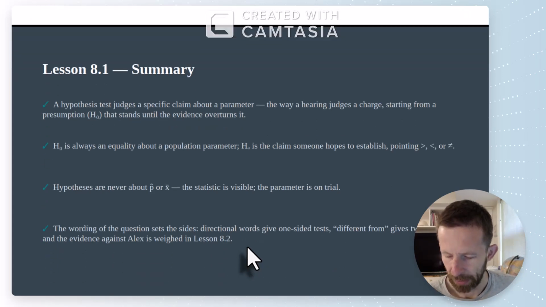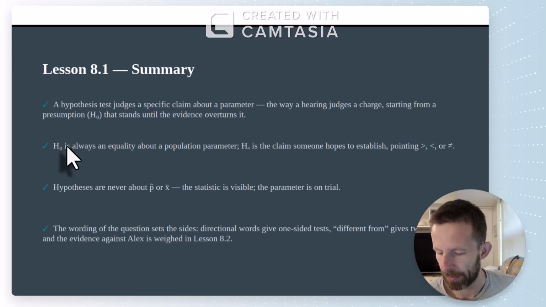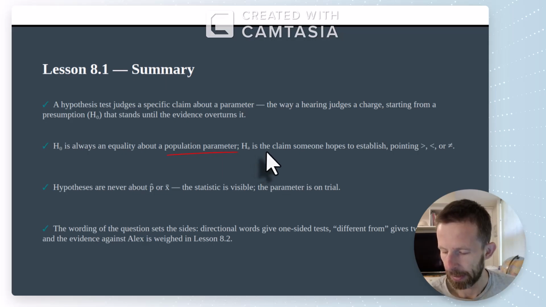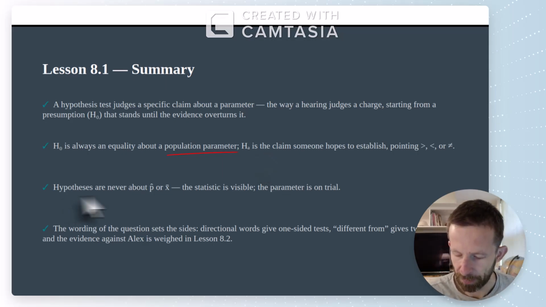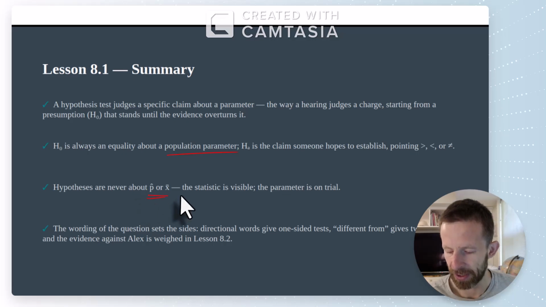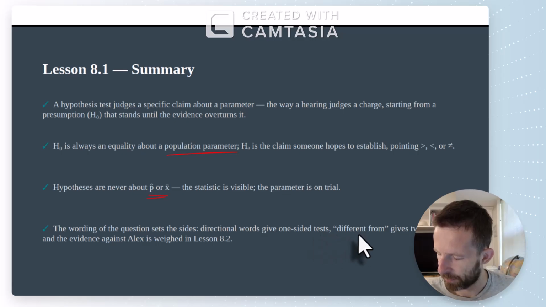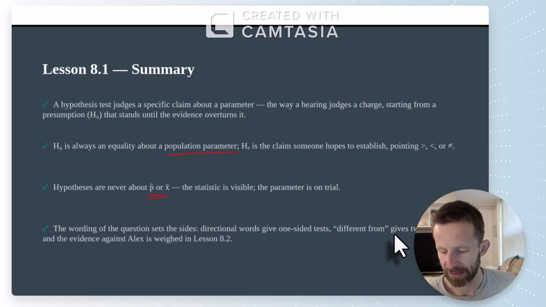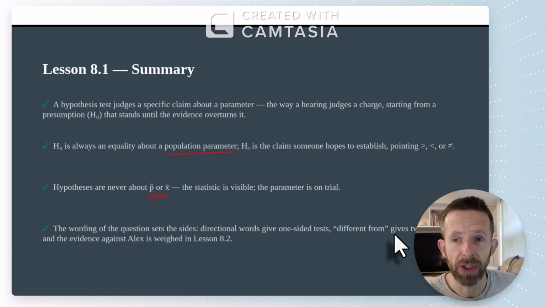So same stuff. The null is always an equality about a population parameter. That's the key. HA is a claim someone hopes to establish. The hypotheses are never about p hat or x bar. The statistic is visible. It's the parameter that we're curious about. The wording of the question sets the sides. Directional words give one-sided tests, different from gives two-sided tests, and the evidence against Alex is weighed in lesson 8.2. So in 8.2, we're actually going to look at the evidence and we're going to make some sort of conclusion.